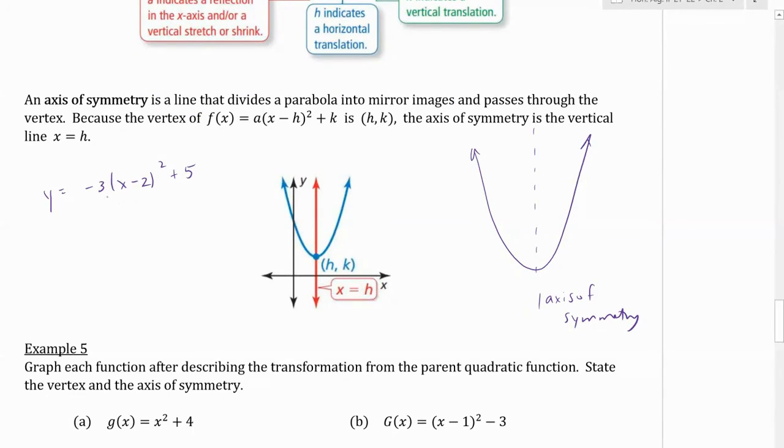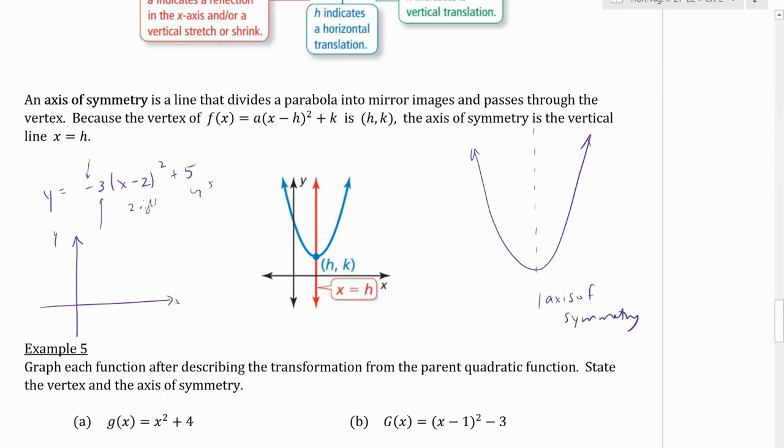This is going to be a parabola. It opens down. It's vertically stretched. It moves 2 to the right and up 5. So it's the movement up and down and side to side that affects where the vertex is located and where this axis of symmetry is.